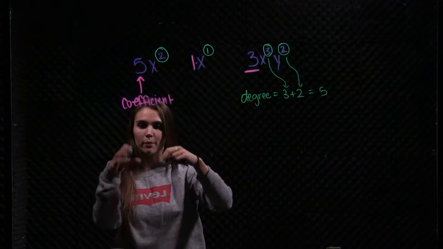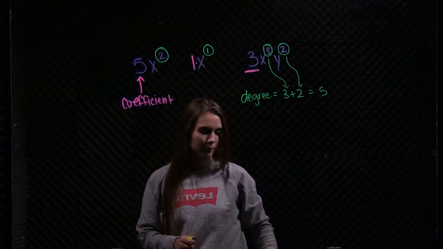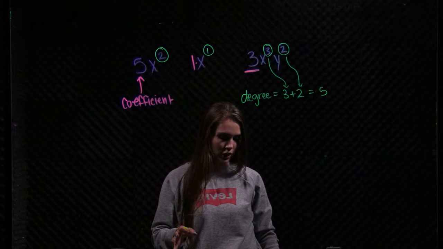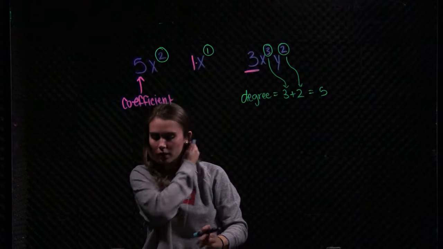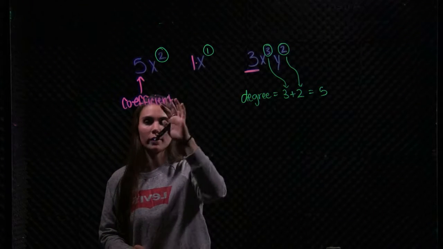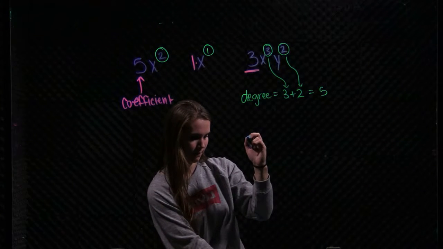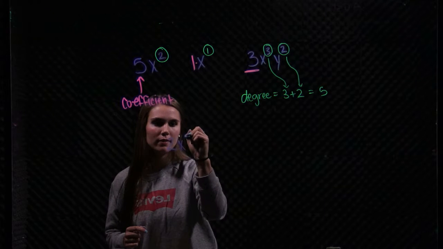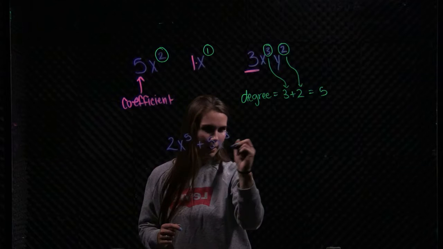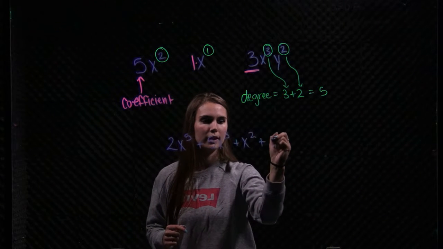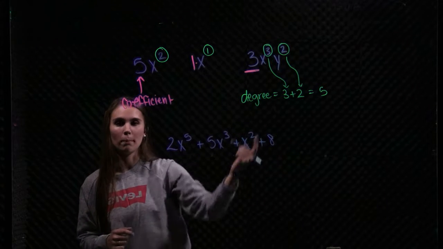So our coefficient is the number that's out in front multiplied by the variable, and our degree is the exponent that's on the variable. So now that we have our coefficient and our degree, when we combine monomials, we call it a polynomial. So if I were to write 2x to the 5th plus 5x cubed plus x squared plus 8, this is going to be a polynomial because it's a combination of individual monomials.